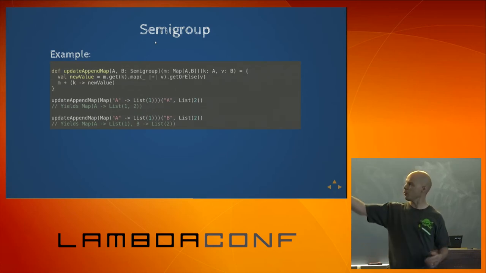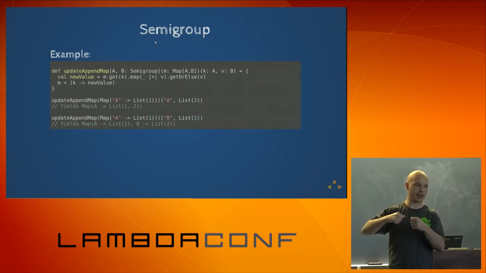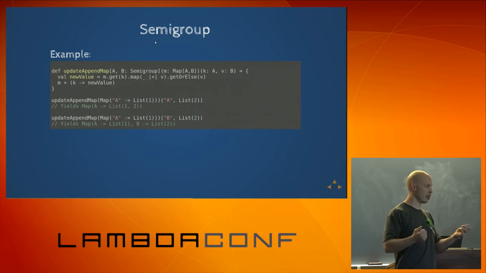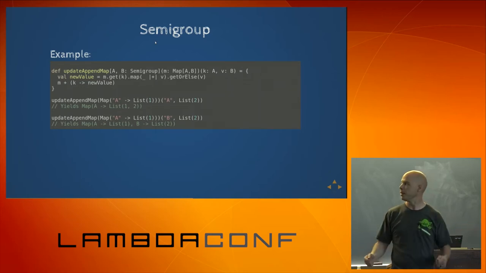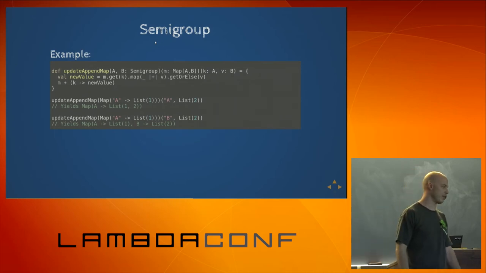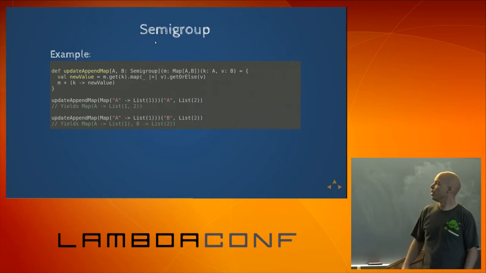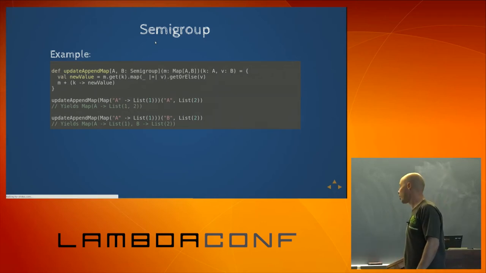But if I append a map where the keys line up, it just adds together those two lists in the value. So the semigroup for list is just appending. And the second one, you can see since the keys are different, it obviously just put the first value in there. So that's all I have to talk about with semigroup.